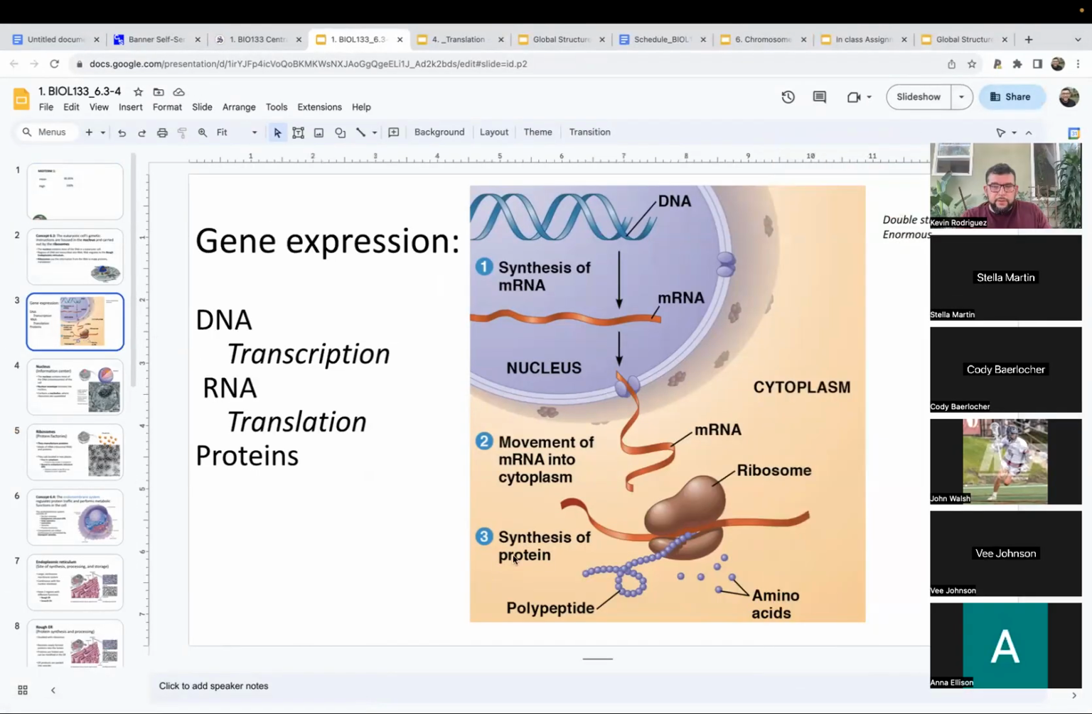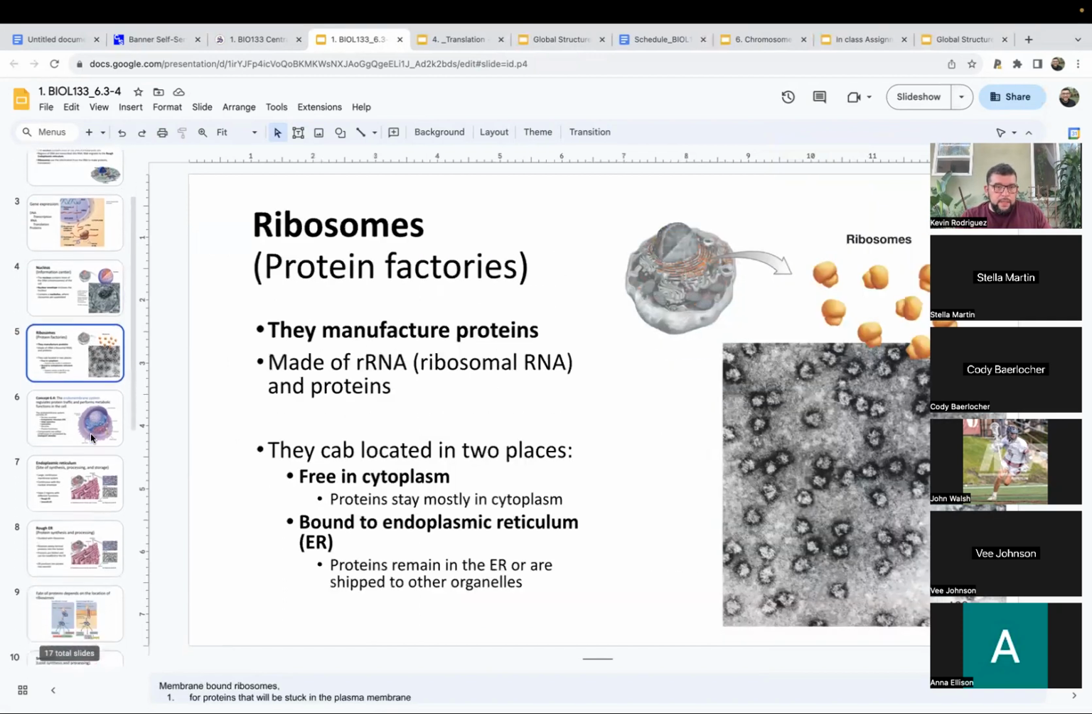There it is. Look at this gorgeous picture. So this is one of them, right? So the mRNA, and as you can see, the ribosome is literally just sitting in the cytoplasm, making the protein in the cytoplasm itself.